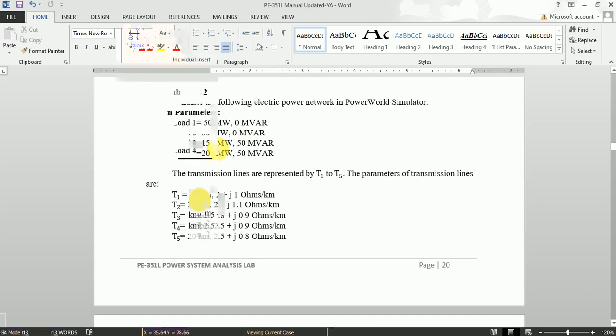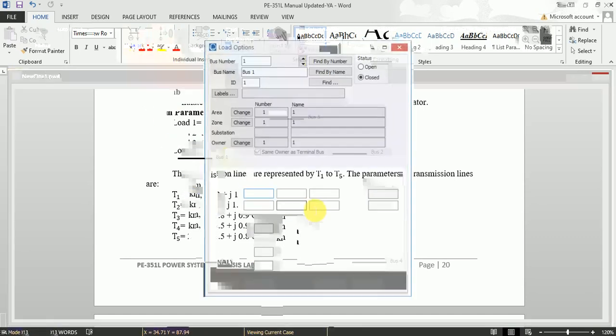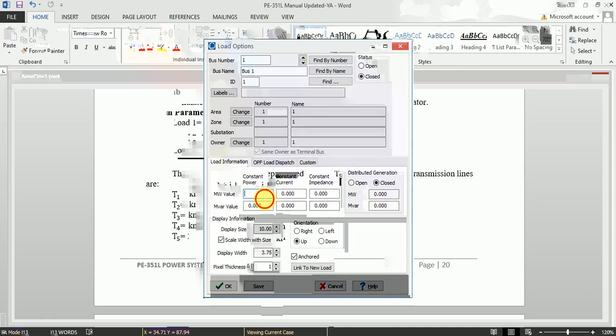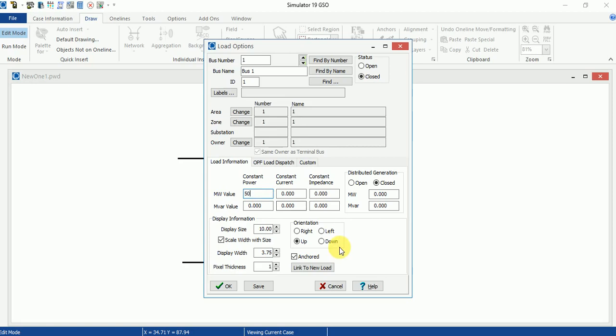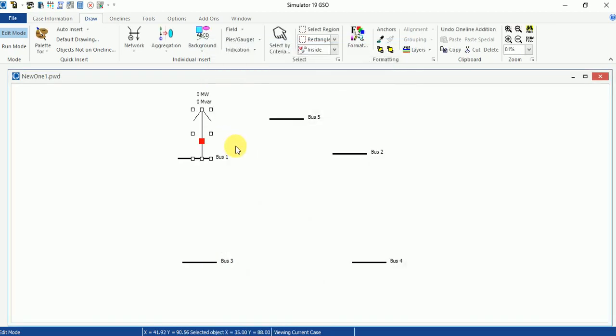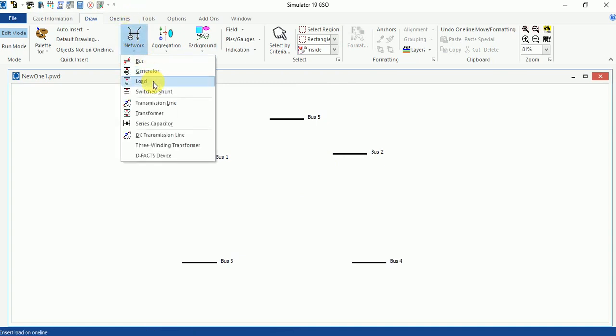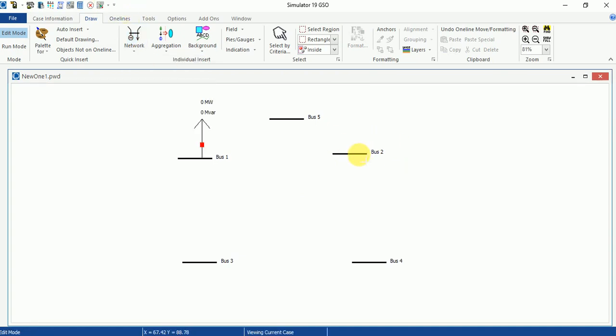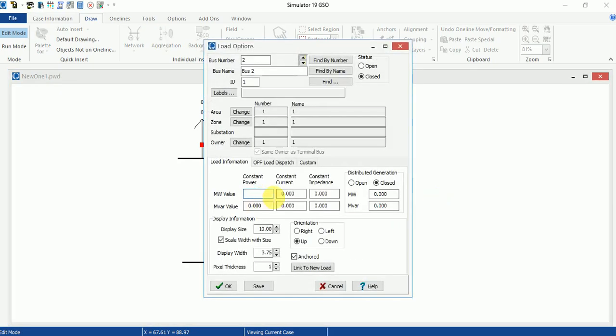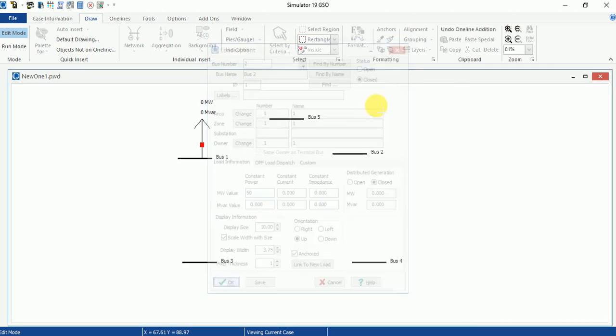Add the load to bus number 1. So this is my bus number 1. Add a load of 50 megawatts and the orientation must be up. So this is my load number 1. You can also rescale the load according to the given dimensions. Now add load number 2, 3 and 4. Now I am adding load number 2. Load number 2 has the same value as load number 1, so it is again 50 megawatts and the orientation is up. So select OK.